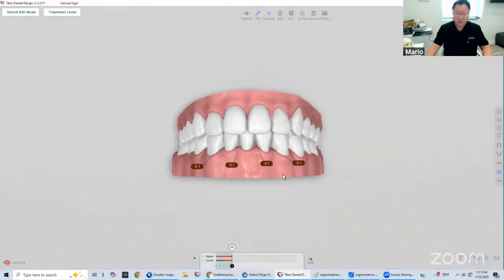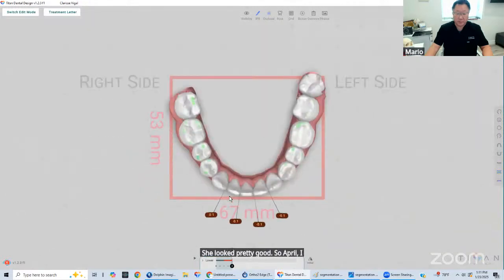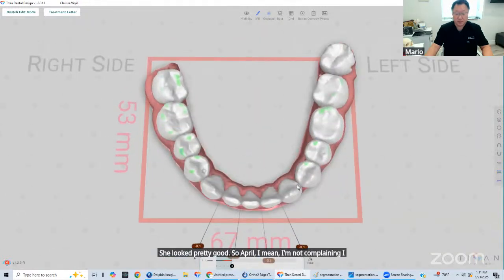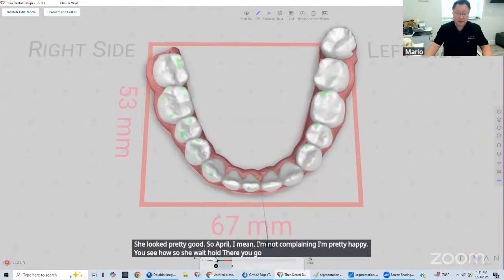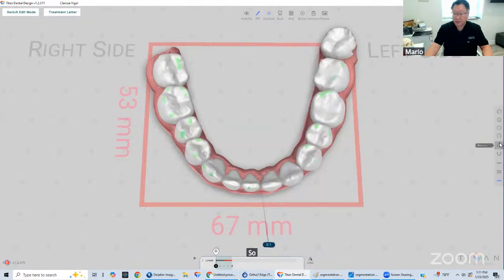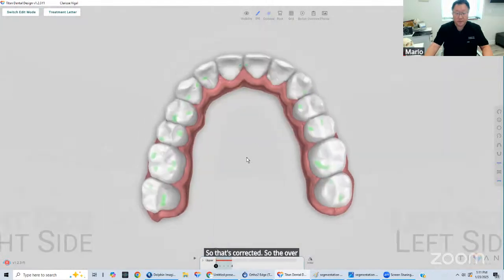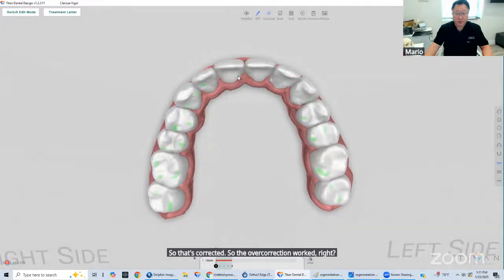Yeah, she looked pretty good. So April, I mean, I'm not complaining. I'm pretty happy. You see how? So wait, hold on. There you go. That's her. That's 0, right? 0 is where she came back. So that's corrected. So the overcorrection worked, right? And then the top is pretty symmetrical.